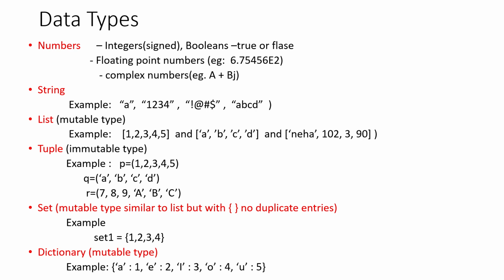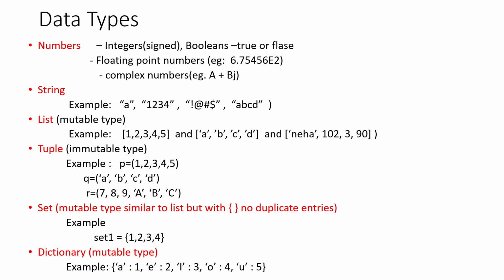And set. Set is also a mutable type, similar to the list, but with opening and closing curly braces. Sets are generally mathematical sets, we know it. It doesn't support duplicate entries. So set 1 is equal to, within a curly bracket you can specify the number of elements. Dictionary is also a mutable type. So you can specify the name value pairs in the dictionary.